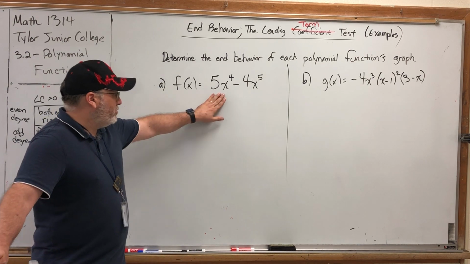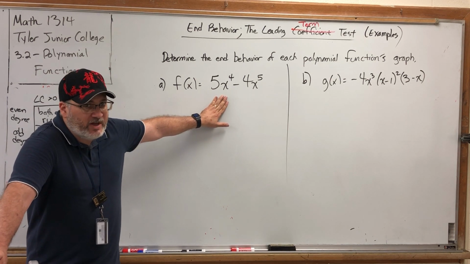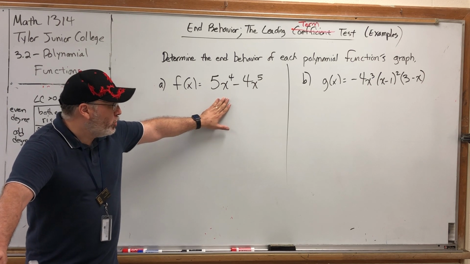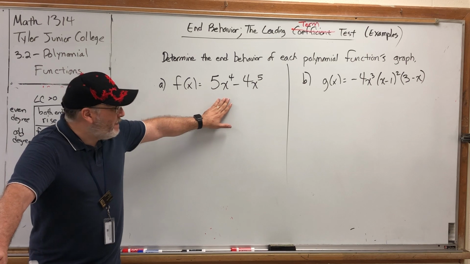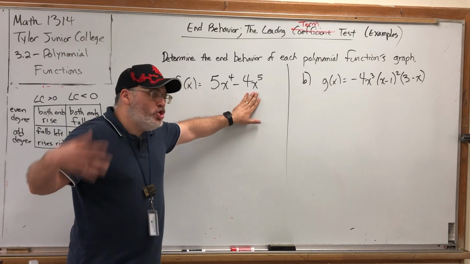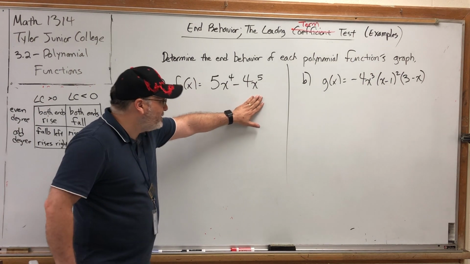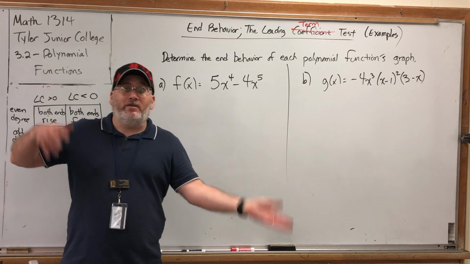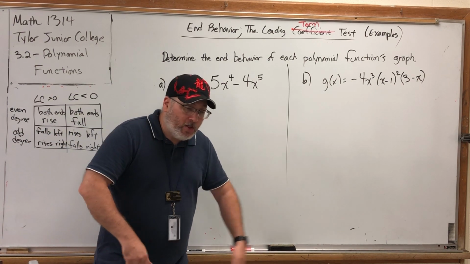If you said 5x to the fourth, gotcha. What makes a term the leading term is not the fact that it's written first. What makes a term a leading term is that it's the term with the highest power, and the highest power term is over here. Now, normally, in mathematics, when you write a polynomial function, it's almost always written in descending power, so highest power followed by the next highest, all the way down.